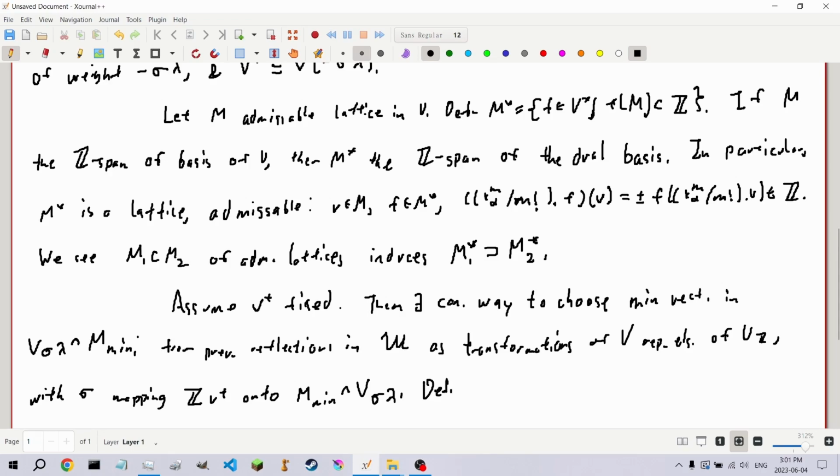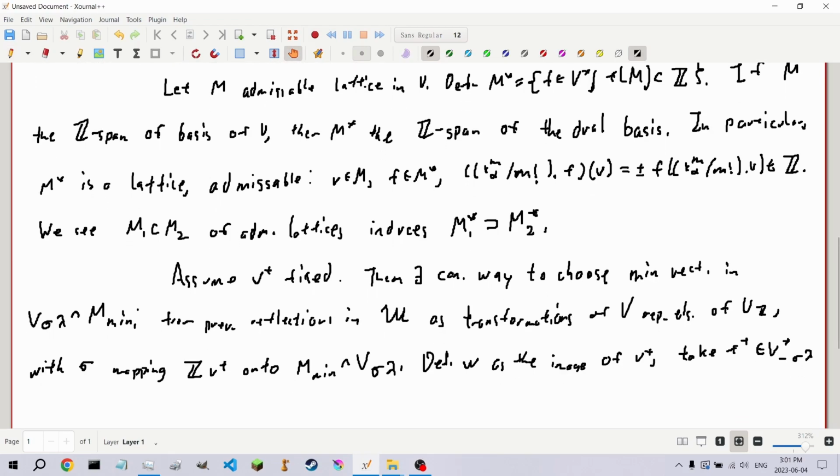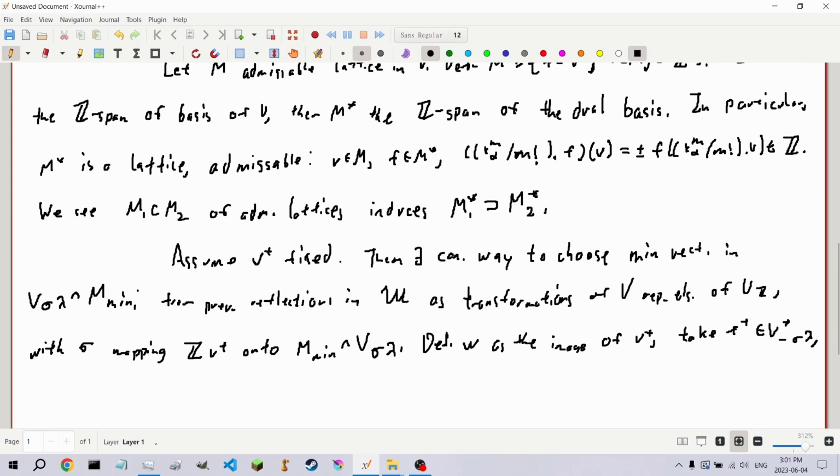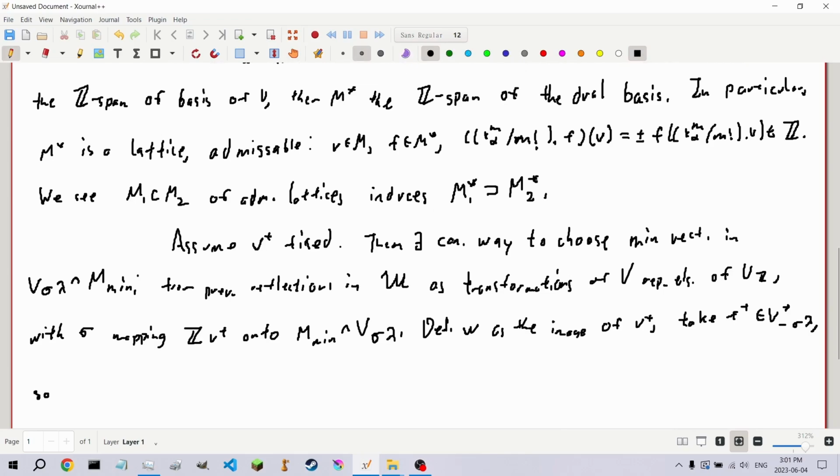We may define W as the image of V plus, and then we can take F plus to be in V star, V star negative sigma lambda as above. So from that we get pretty much immediately that the dual of M minimum intersecting the dual of V negative sigma lambda is the integer scale copies of F plus.